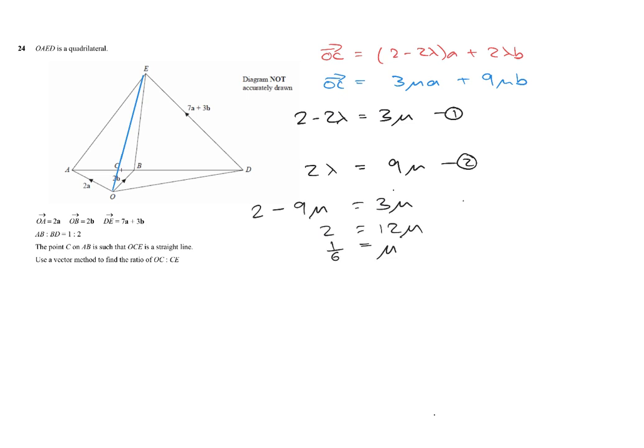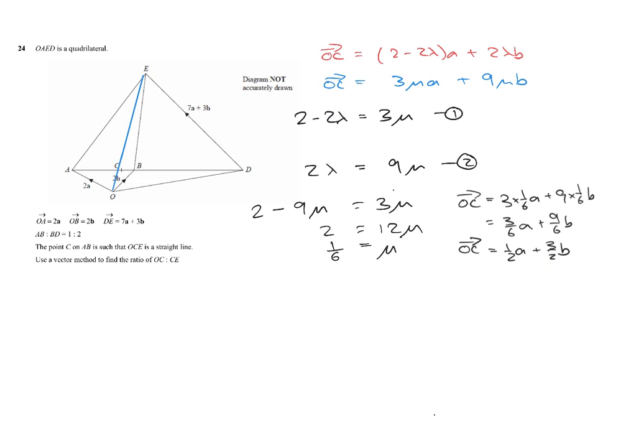So I can see here that OC is equal to 3 multiplied by 1/6 A plus 9 multiplied by 1/6 B. So that is 3 over 6 A plus 9 over 6 B, which is equal to a half A plus 3 over 2, or 1.5 B, and that's my vector O to C. Checking back, the question asks us to find, using the vector method, the ratio of OC to CE. So I have OC, so now I need to work out vector CE.